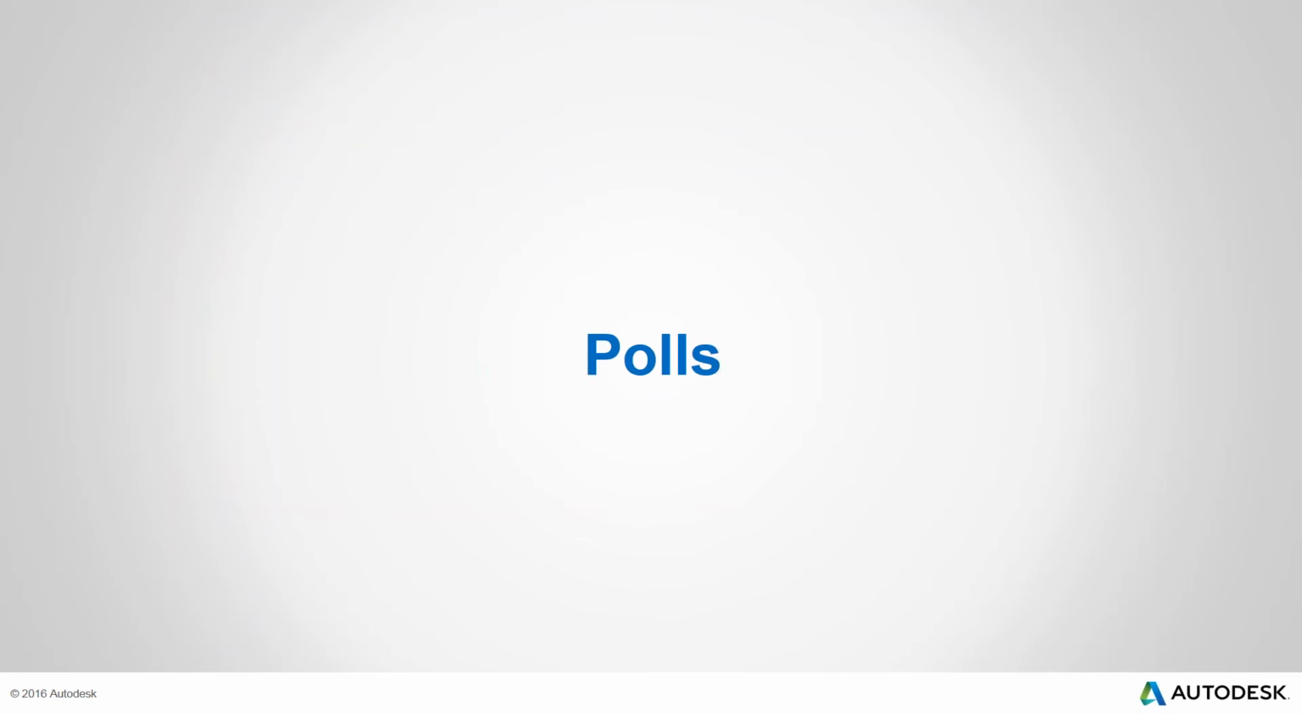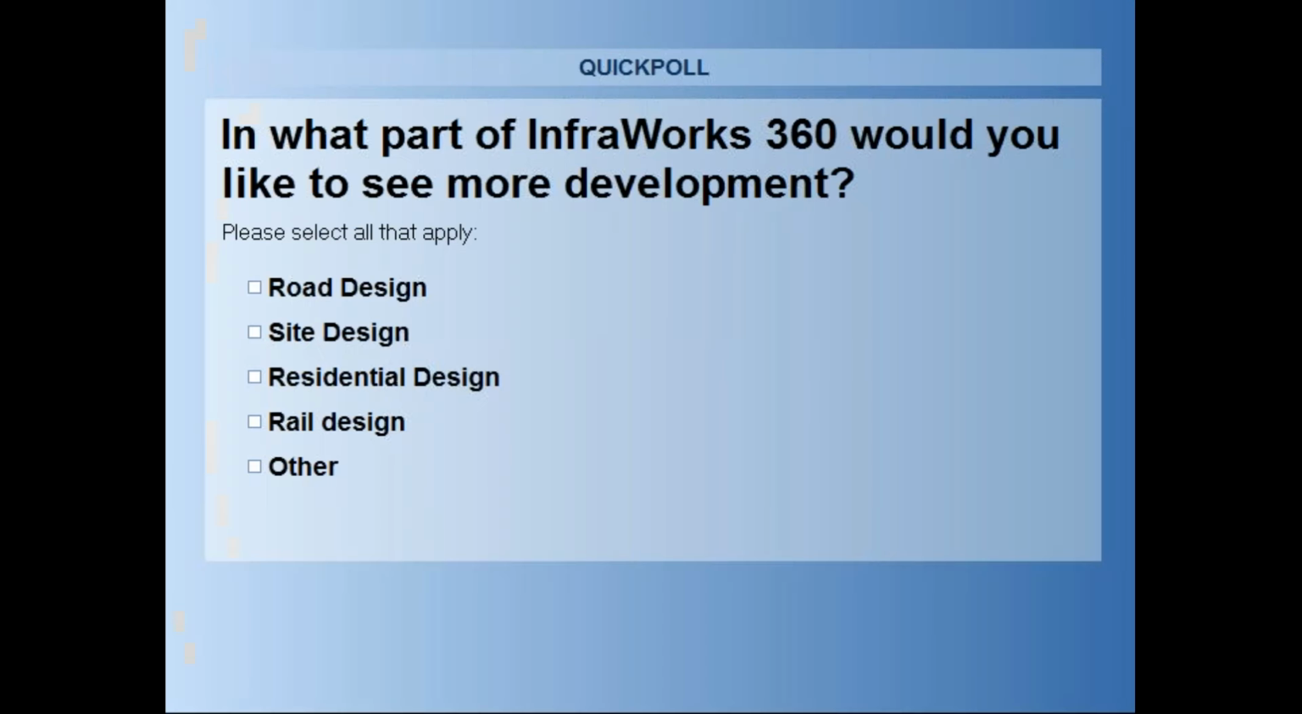And since we've got the attention of the product team, as we often do, tell us what areas of the software you would like to see developed. So choices here are road design, site design, residential design, rail design, and other. So far, with about 40% of the vote in, site design has pulled ahead. And in last place is rail. And then we've got that other category.